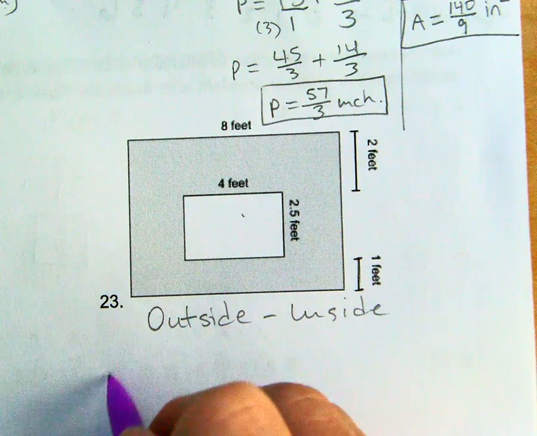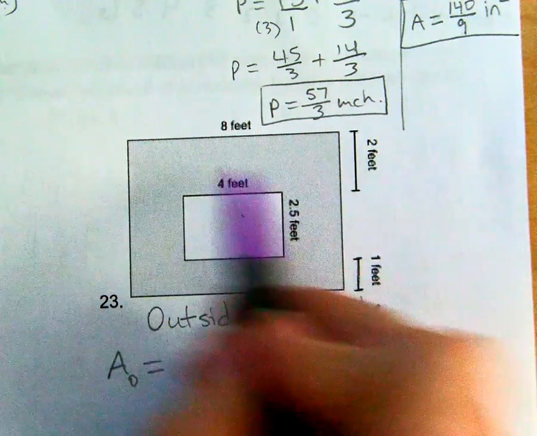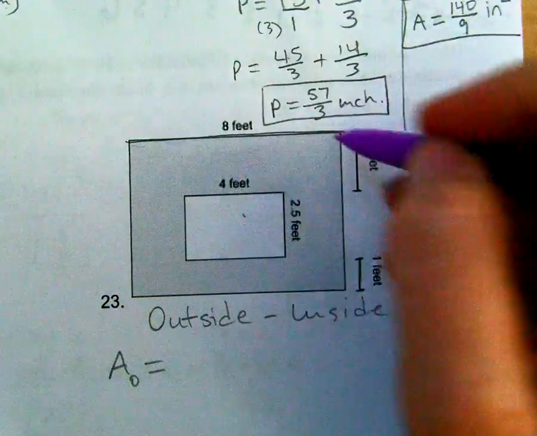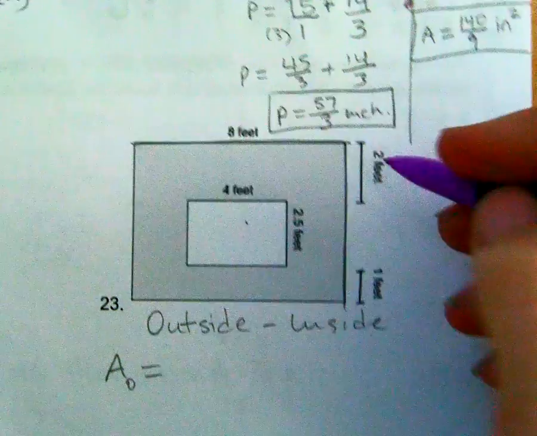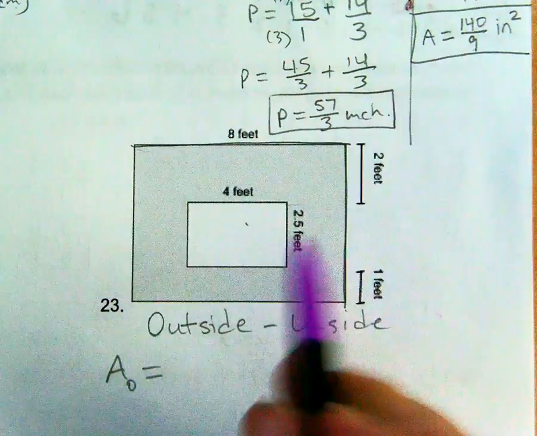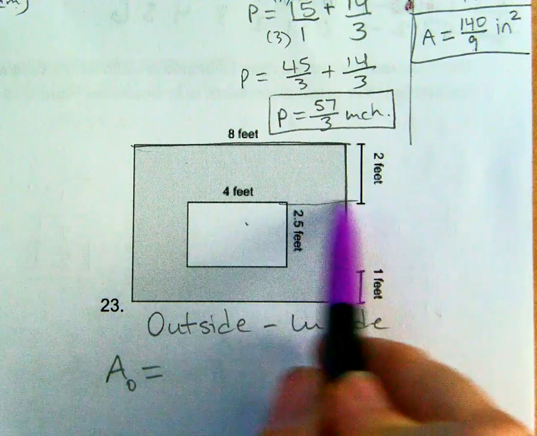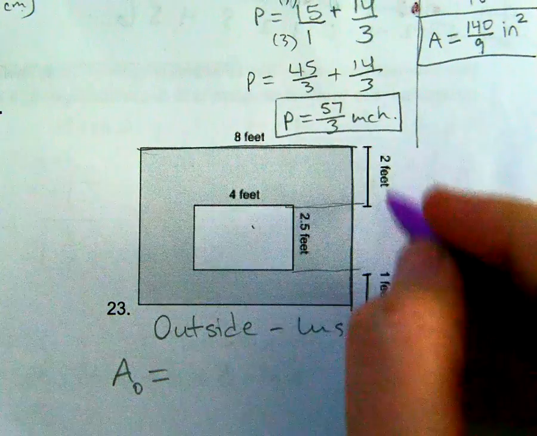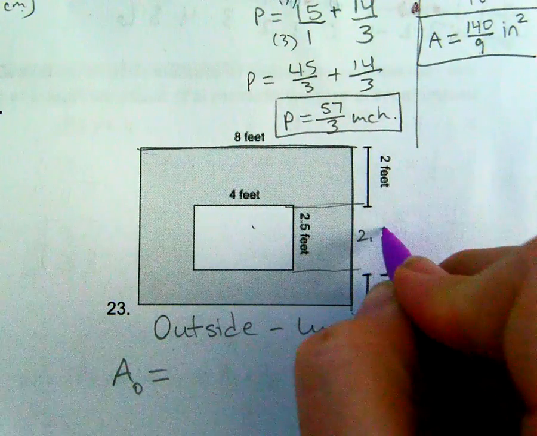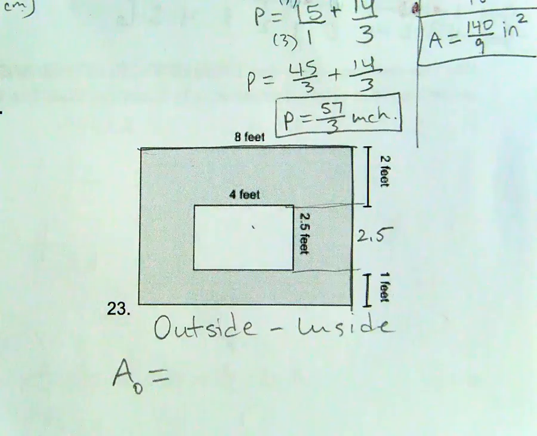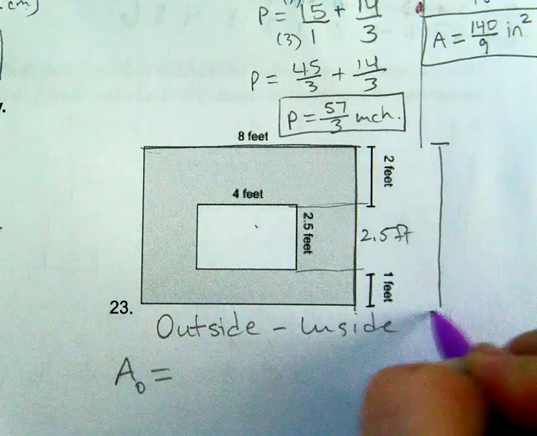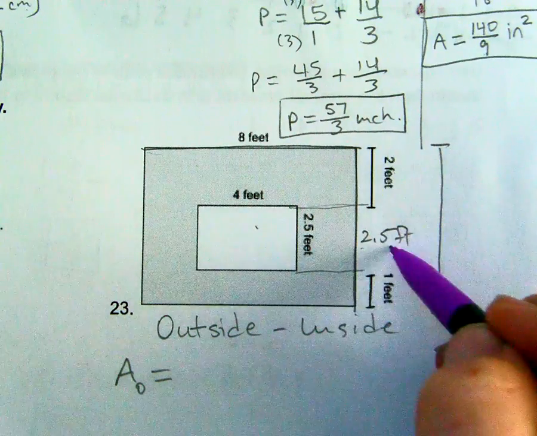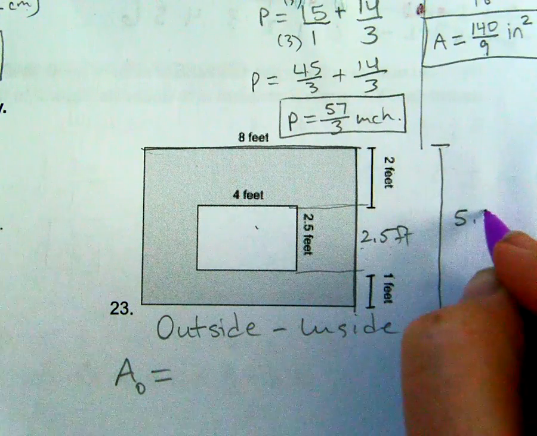So if I start with the area of the outside, right, that's an 8 by something foot rectangle. So I need to figure this out. Well, this is 2 feet. And this is 1 feet, and this is 2.5 feet according to the measurement on the inside. Okay, so that means this whole thing is 2, and then 4.5, and then 5.5, so 5.5 feet.